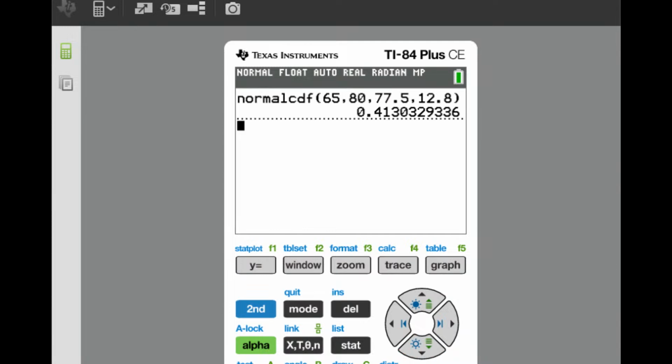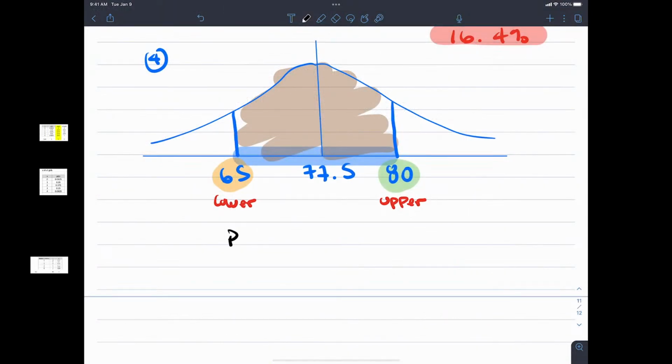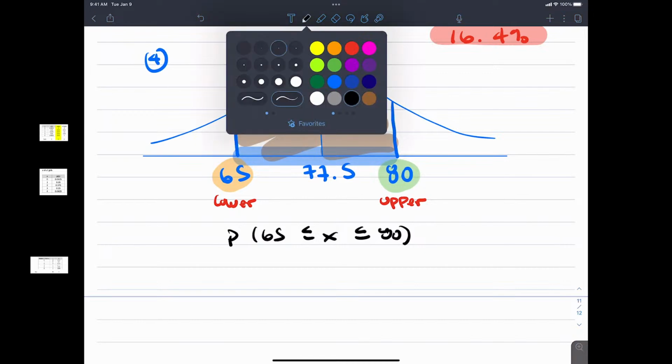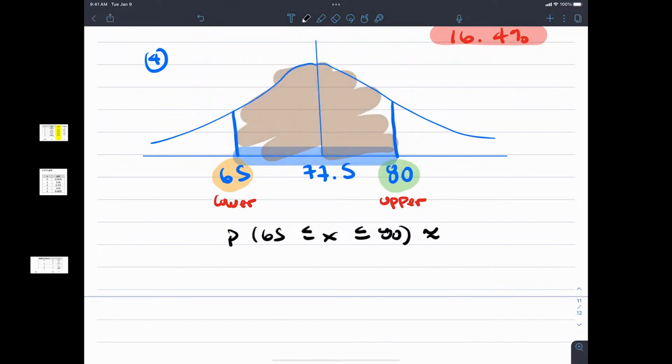And what do you get? 0.413. So let me write this down. Remember, between looks like this: 65 is less than or equal to x, which is less than or equal to 80. This is the notation for probability. And so the answer was approximately 0.413.